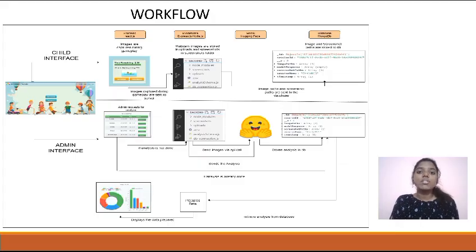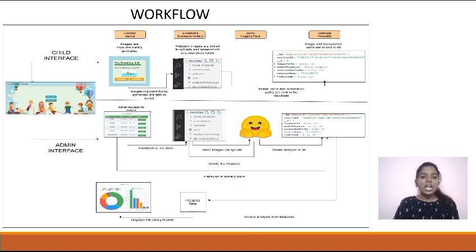This is the workflow or the architecture diagram of the project. Here we can see we have two interfaces, the child interface and the admin interface. In the child interface, under the front end, we can see images are captured during the gameplay. The captured images are sent to the server, and in the server, we are storing those images in the screenshots and uploads folders. The image paths and the screenshot paths are sent to the database and stored under arrays, image paths and screenshot paths.